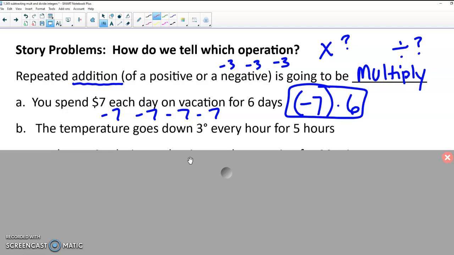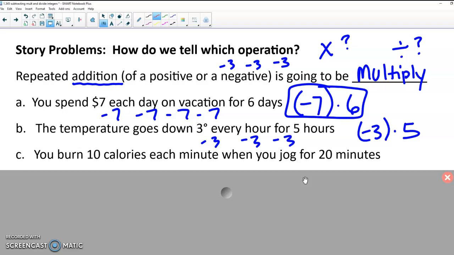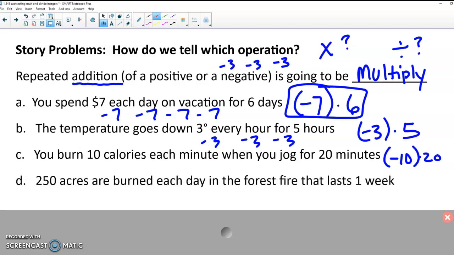The next one, the temperature goes down 3 degrees every hour for 5 hours. So -3, -3, -3, repeated, right? Down 3 degrees times 5 hours. That would be your expression for showing that multiplication. You burn 10 calories each minute when you jog for 20 minutes. Okay? Burn 10, burn 10, burn 10, burn 10. So we're losing 10 calories times 20 minutes. You can show it with parentheses, you can show it with a dot, you can show it with an X.